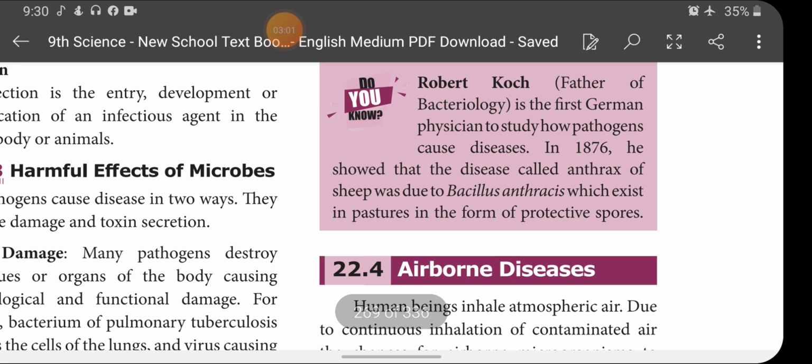Robert Koch, father of bacteriology, was the first German physician to study how pathogens cause diseases. In 1876, he showed that the disease called anthrax of sheep was due to Bacillus anthracis, which exists in pastures in the form of resistant spores.